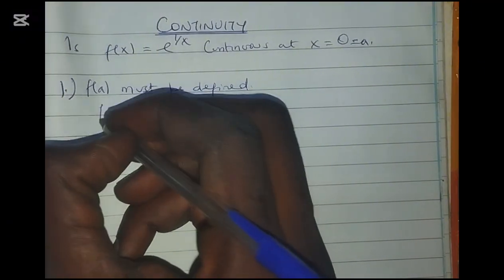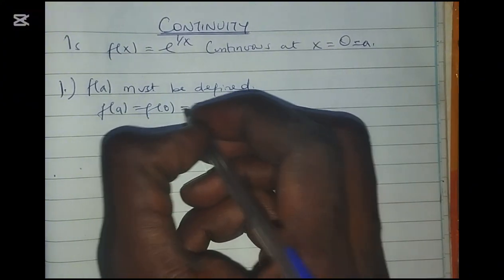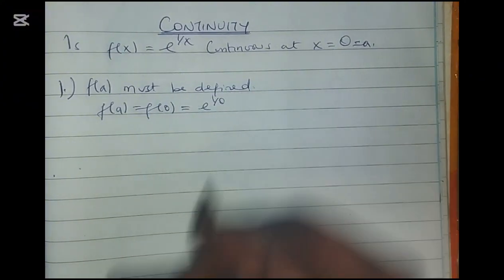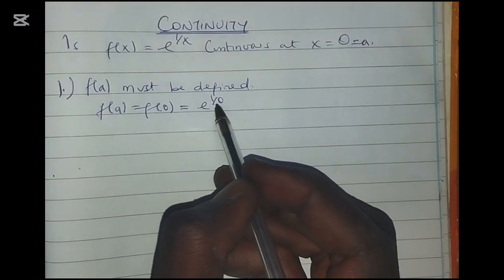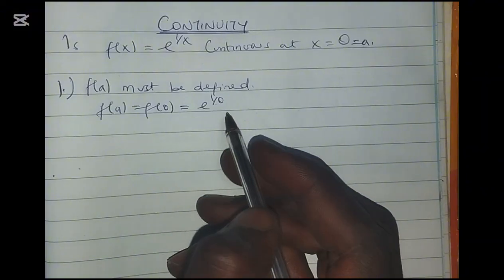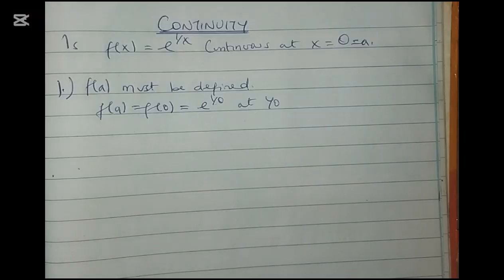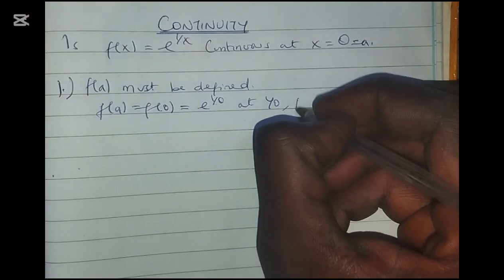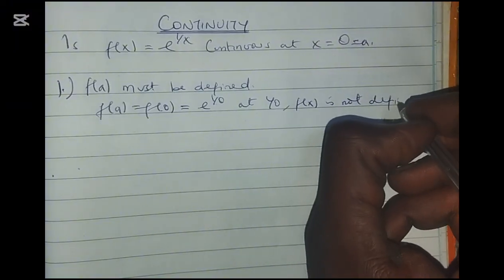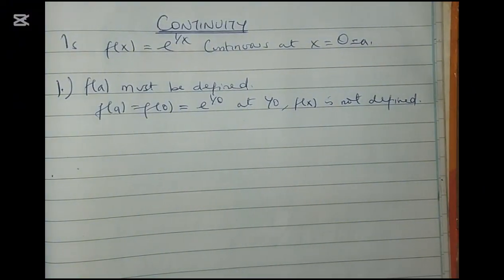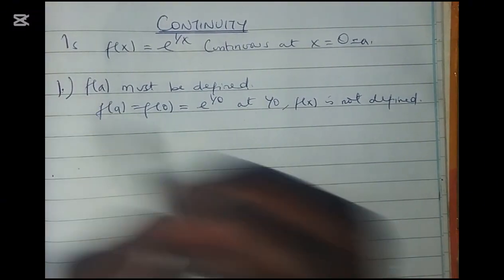So let's do that. We have f of a equals f of 0, which equals e to the power of 1 over 0. You see, at this 1 over 0, the function is not defined. So we can simply say that at 1 over 0, f of x is not defined. So the first condition already fails.